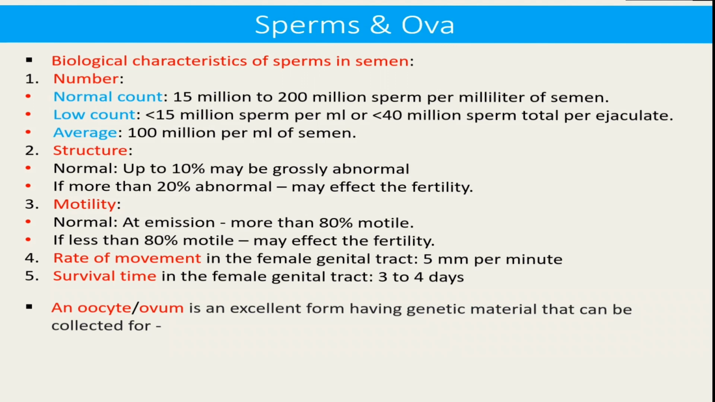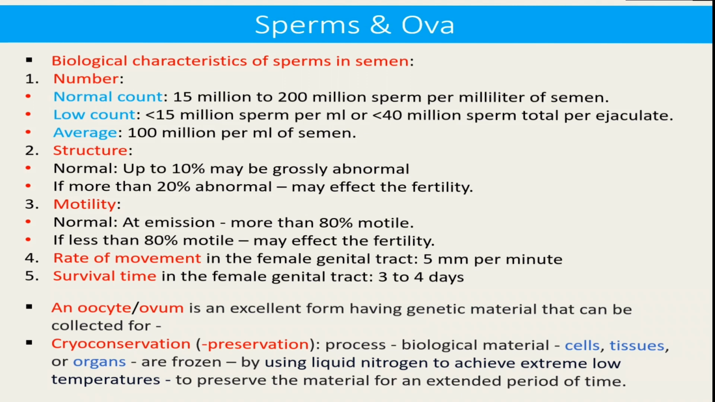About the oocyte, an oocyte or ovum is an excellent form having genetic material that can be collected for cryoconservation or cryopreservation. This is a process through which biological materials are frozen by using liquid nitrogen to achieve extreme low temperatures to preserve the material for an extended period of time.